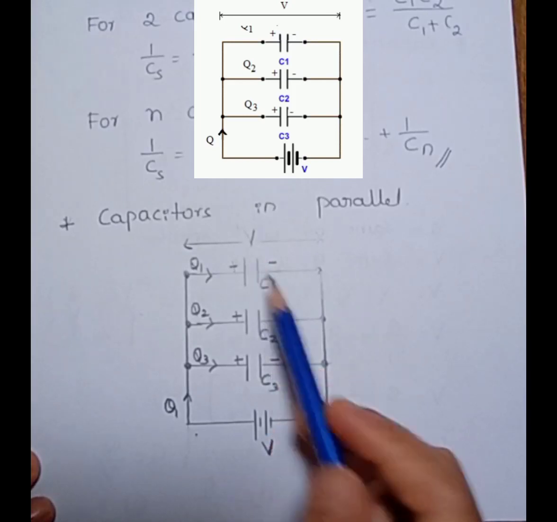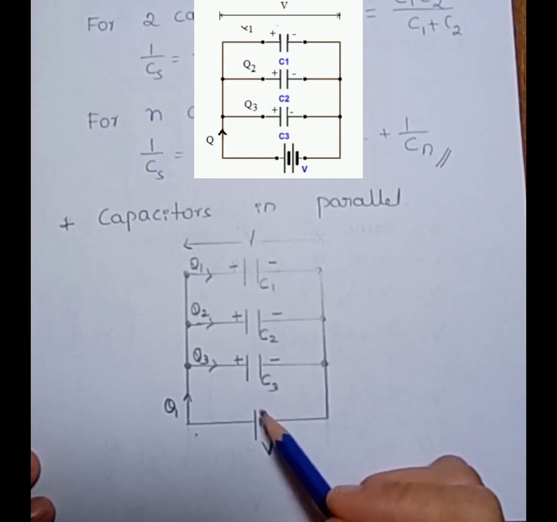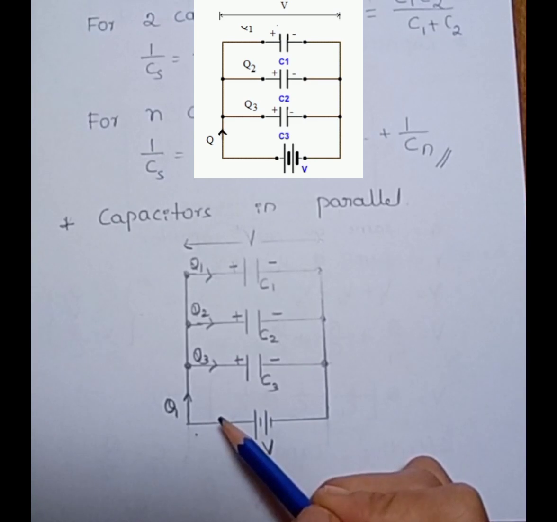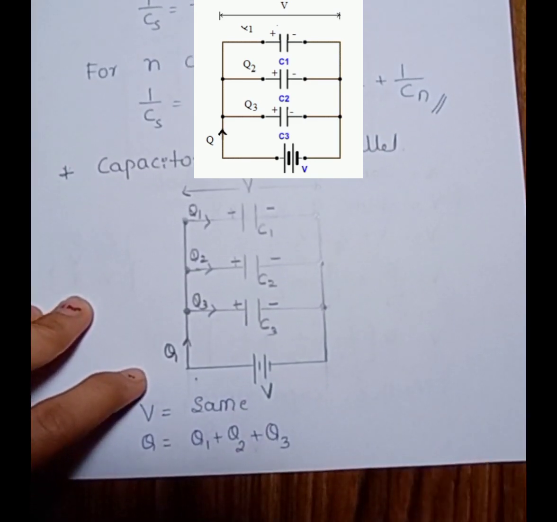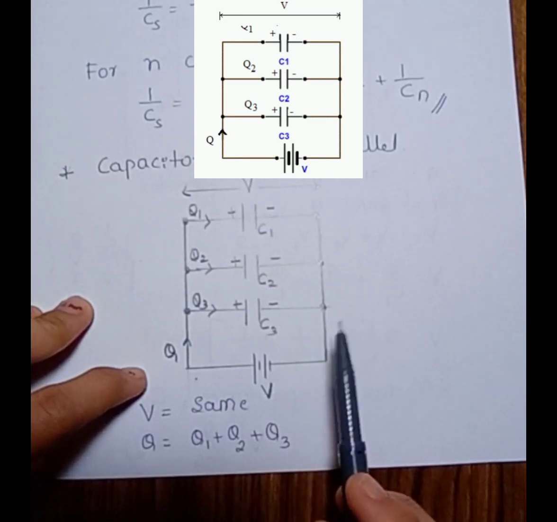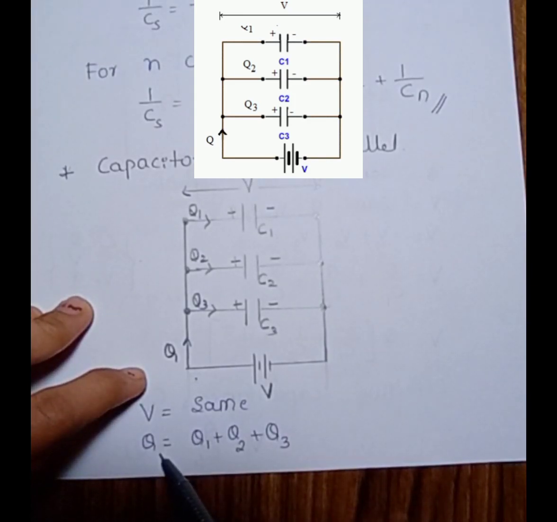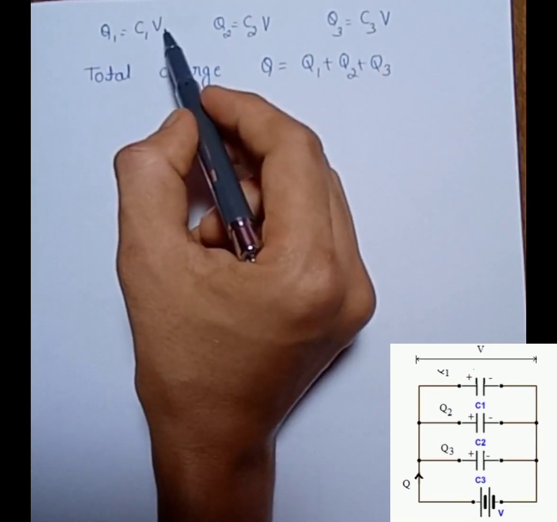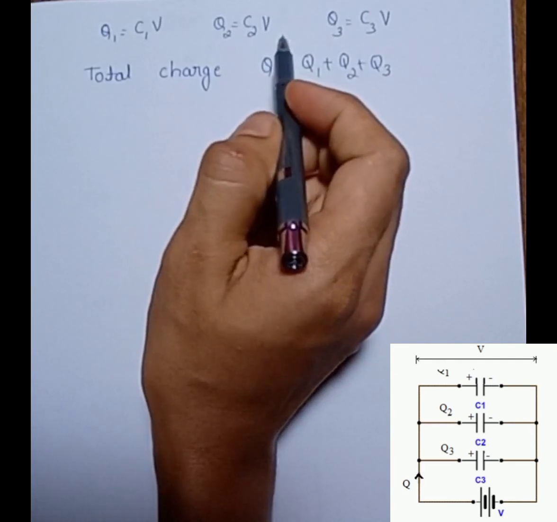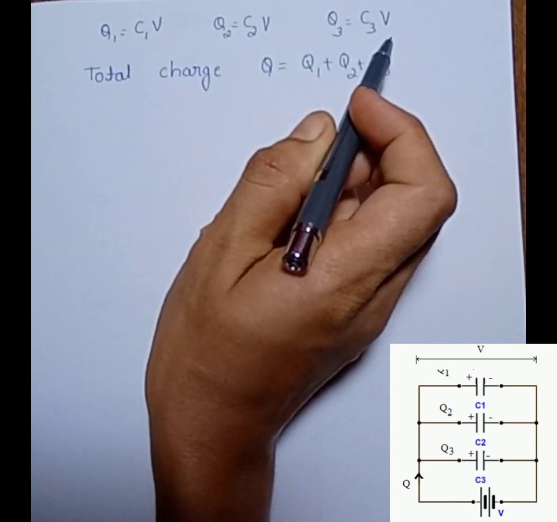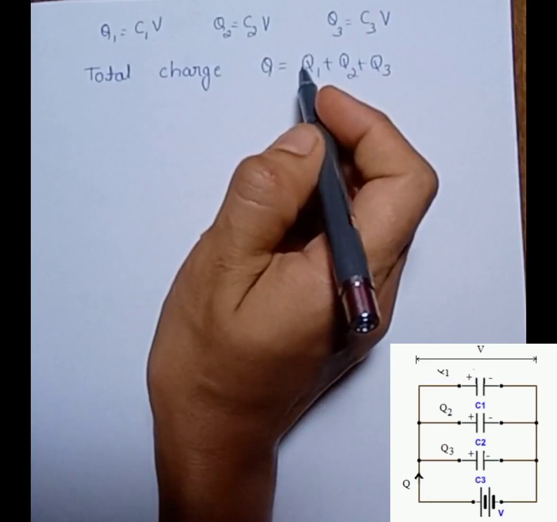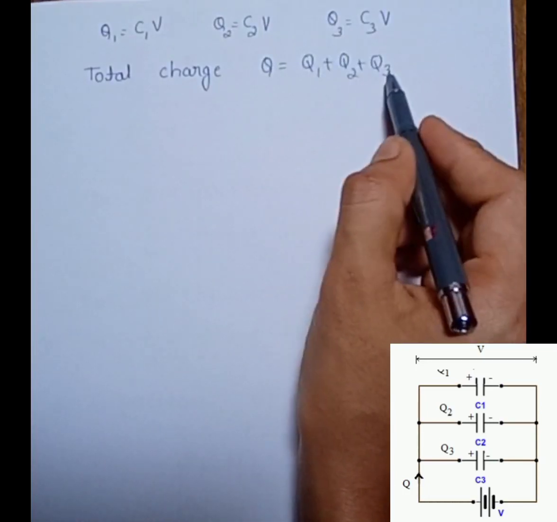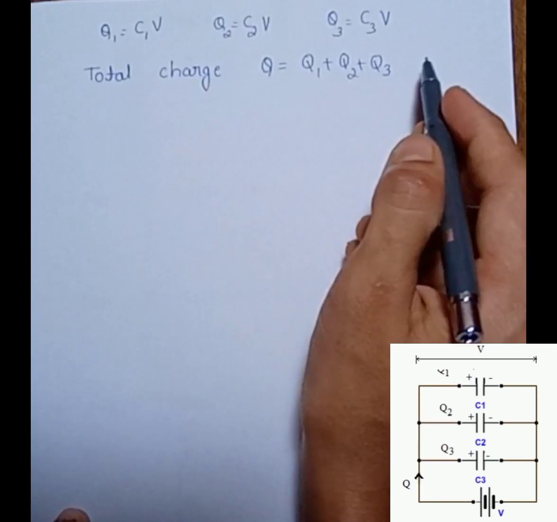Therefore, V is the same in the case of parallel capacitors and Q is changing. Here V is the same across C1, C2 and C3, but the total charge Q is equal to the sum of individual charges Q1, Q2 and Q3. Q1 is equal to C1 into V, Q2 is equal to C2 into V, Q3 is equal to C3 into V. Therefore, the total charge is the sum of individual charges, that is Q is equal to Q1 plus Q2 plus Q3.